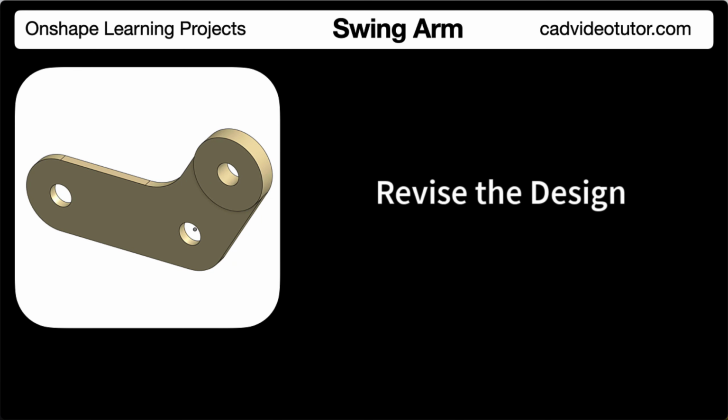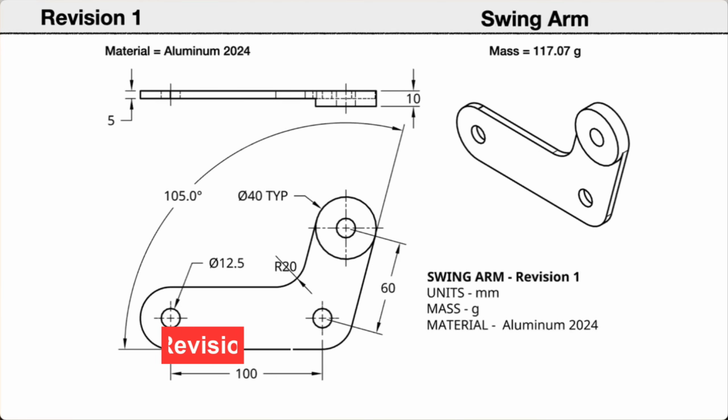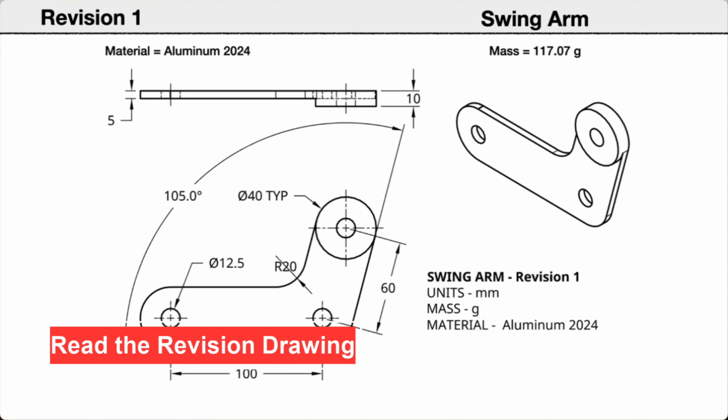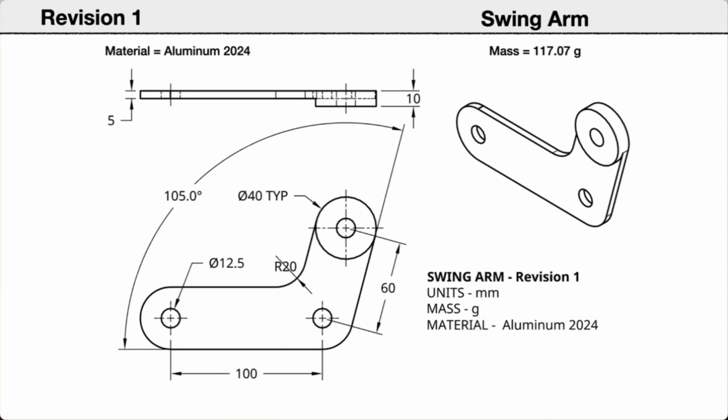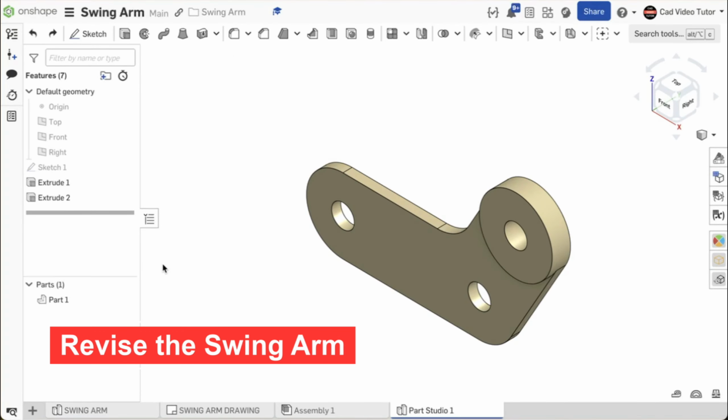In this segment, we will make some revisions to the design and check if our design intent has been applied correctly. We will start by reading the revision drawings to identify the features that will be changed. First, the distance between the centers of the horizontal holes is now 100 millimeters. The angled distance between centers is 60 millimeters. The included angle of the part has been reduced to 105 degrees. The size and location of the other features will remain the same. The revised mass should now be 117.07 grams.